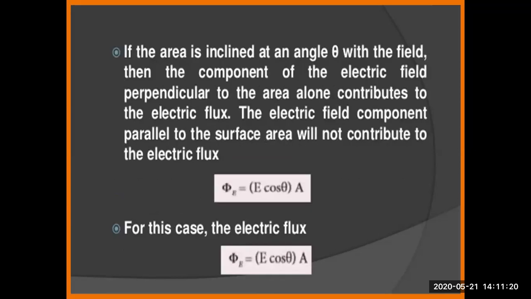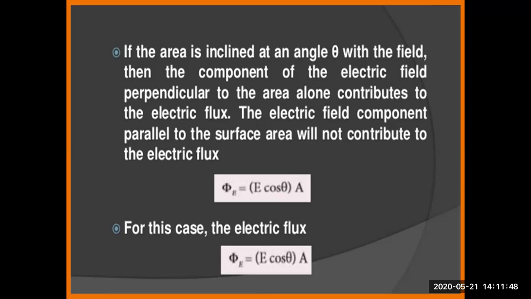Next, if the area is inclined at an angle theta with the field, then the component of the electric field perpendicular to the area alone contributes to the electric flux. The electric field component parallel to the surface area will not contribute to the electric flux. Phi equals electric field times cos theta times area. So for this case, the electric flux would be this.